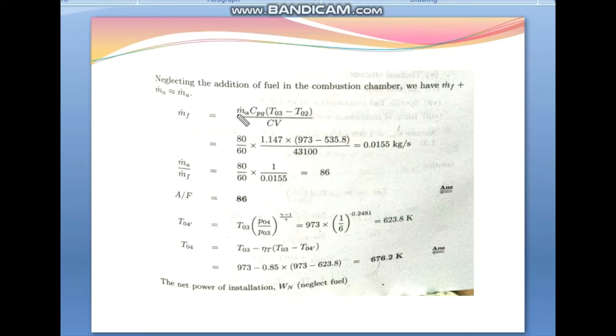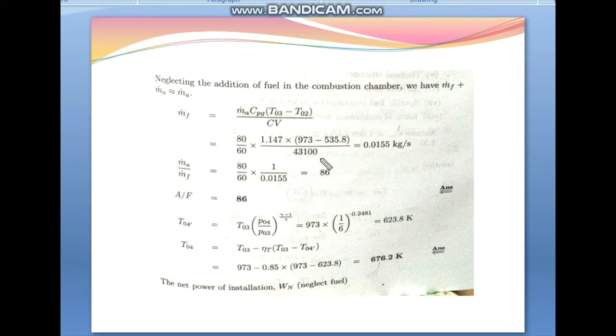So the m dot a value is given, that is 80 kg per minute, so that is 80 by 60 kg per second. Cp value of gas is given, 1.147, and T3 is 973 minus T2 that we have already calculated. The CV value is 43.1 megajoule per kg.